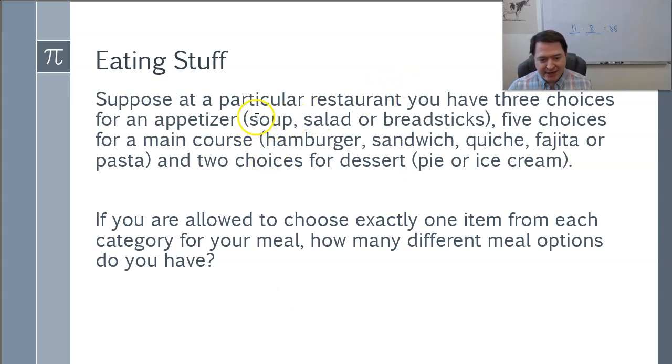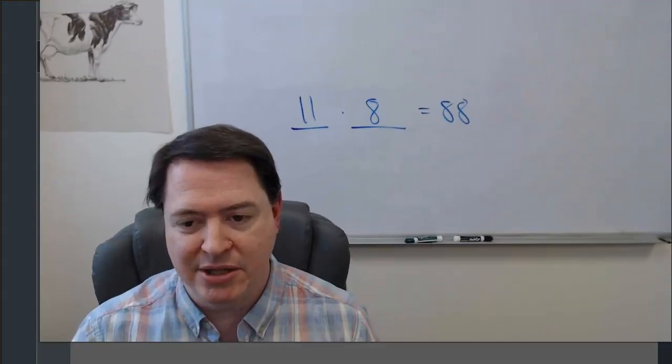Okay, so this idea that I've got soup, salad, or breadsticks for the appetizer, I've got hamburger sandwich, quiche, fajita, or pasta for the main course, and pie or ice cream for dessert, those are completely irrelevant. All I care about is how many things there are. So soup, salad, or breadsticks is 3 choices. Hamburger sandwich, quiche, fajita, or pasta, that's 5 choices. And this dessert, pie or ice cream, that's 2 choices. I don't care what those choices are, at least at this stage of working through these counting rules. I only care about how many things there are.